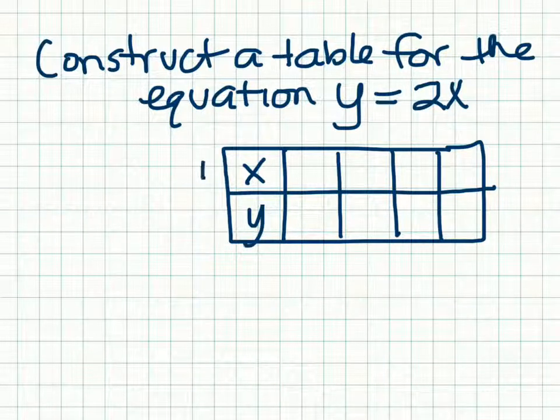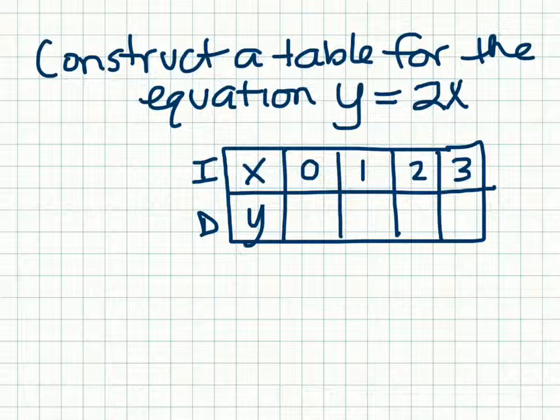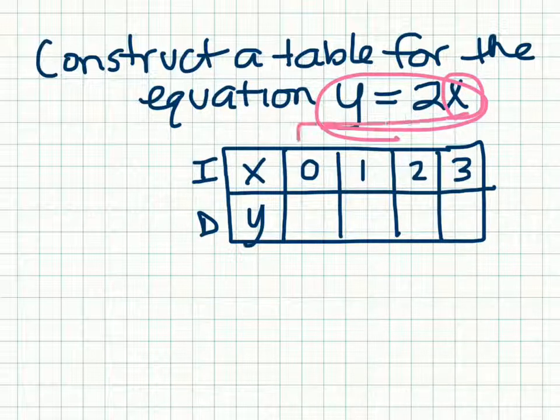Now usually my x, or my independent variable, increases at a regular pace, so I'm going to do it 0, 1, 2, 3. Those are my x values. Now the way that I use my equation to fill in y is I use this, and for x I put in each of my values.